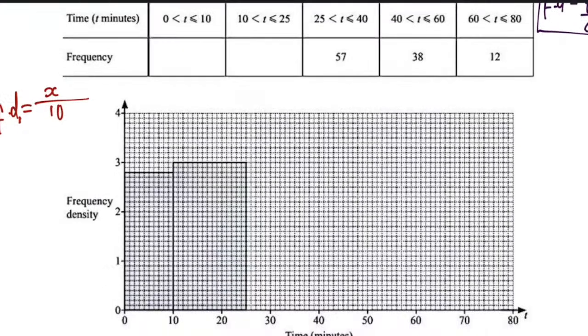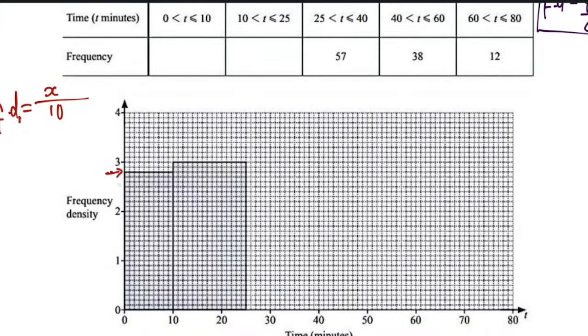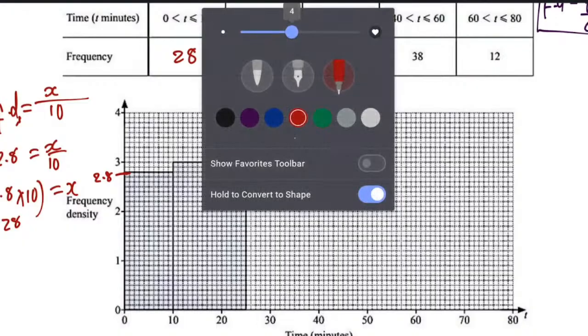Now guess what? We know the frequency density from here. We come and we check what value this is. This is 2.8. So that means our frequency density is going to be 2.8, and it is equal to x over 10. You take 10 to the other side, it will now be 2.8 times 10, which is equal to x. What's 2.8 times 10? 28. So here you got your final solution. It's 28. Yay!